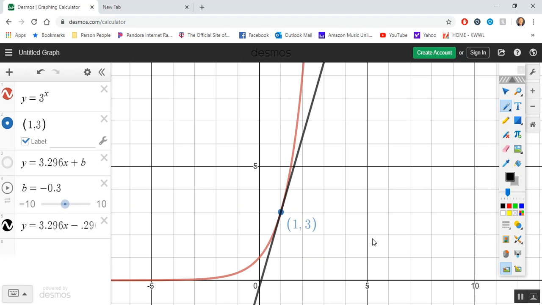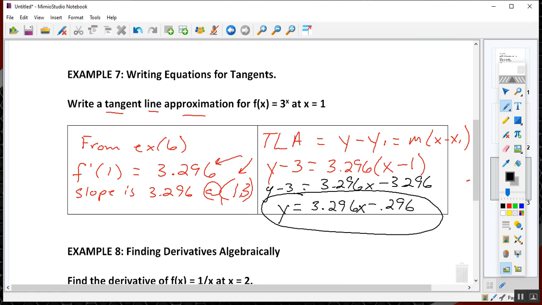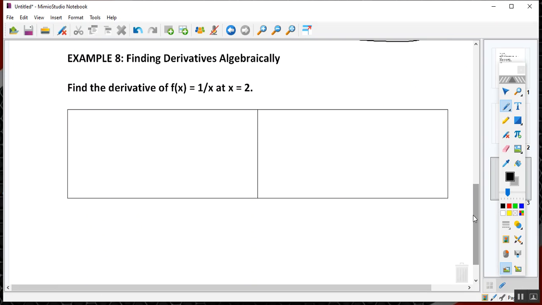Okay, I believe we're at example 8. Is that true, kids? Alright, let's talk, guys. Finding derivatives algebraically. I'm looking for the derivative of f of x equals what, at what point? Got a question for you. What do you think we're going to let h equal?